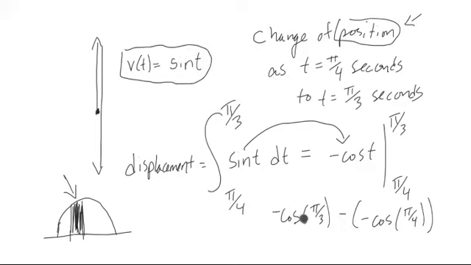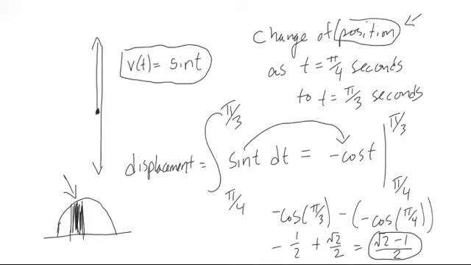So cosine of pi/3 is a half, so that's negative a half. This becomes a plus right here, and cosine of pi/4 is root 2 over 2. So it looks like our total displacement is (root 2 minus 1) all divided by 2. This is a positive number, so it looks like we're going up in that interval, which should make sense because sine is positive right there.